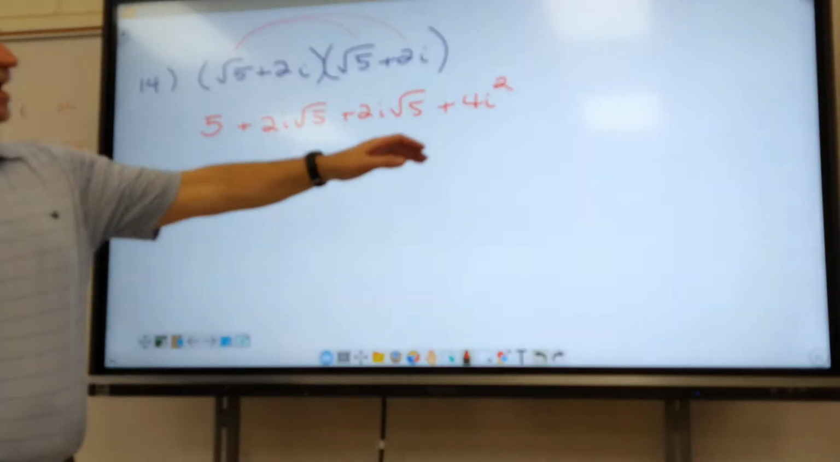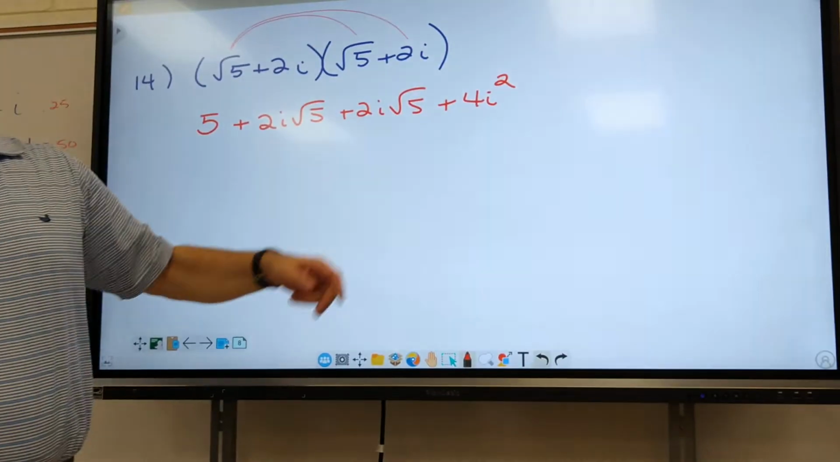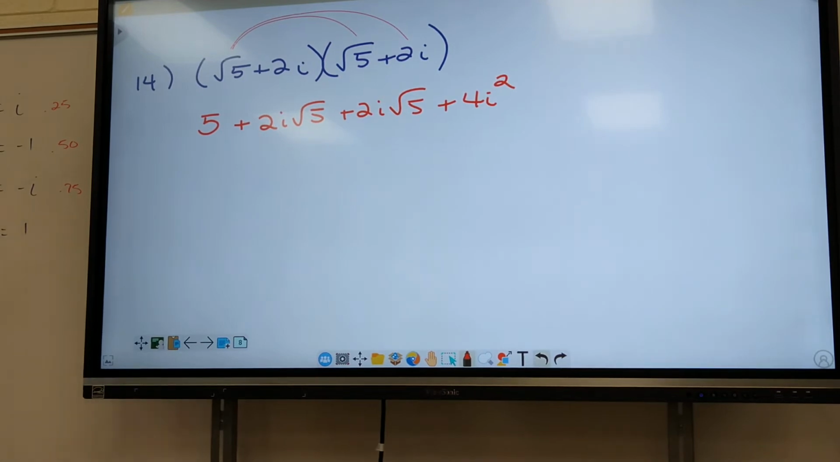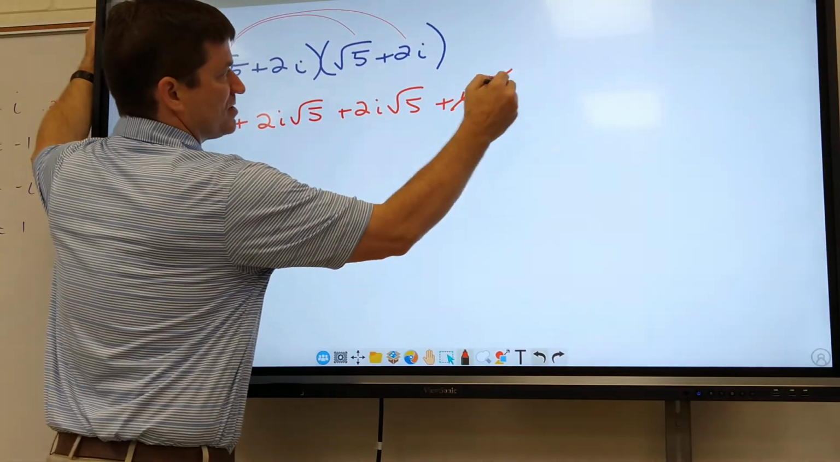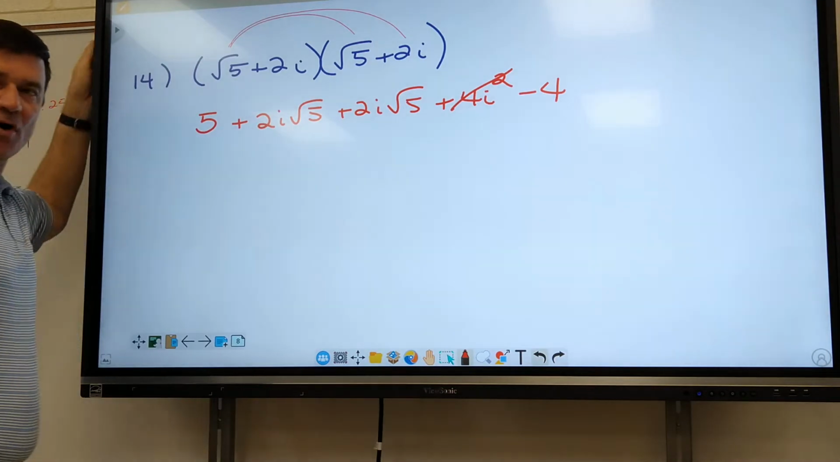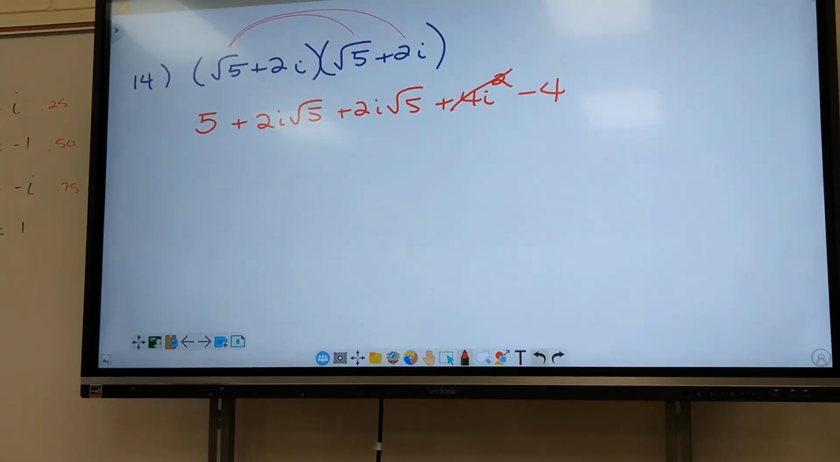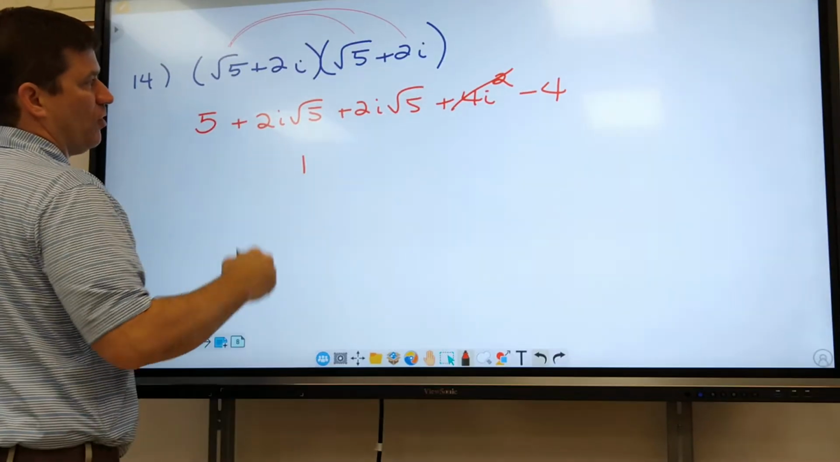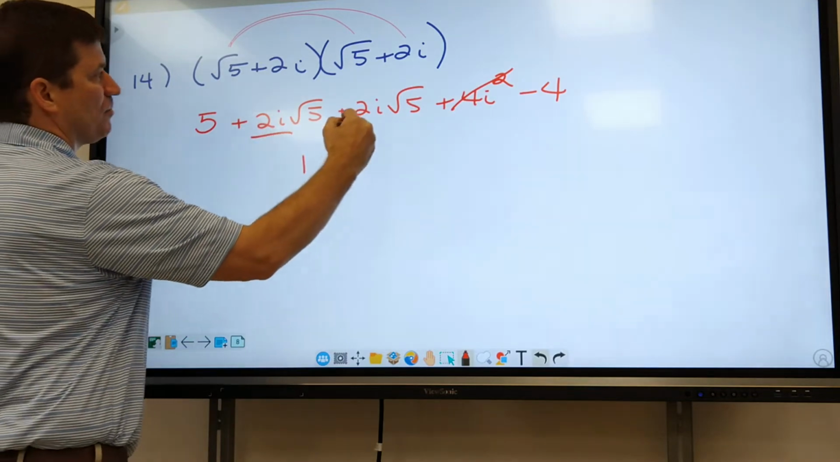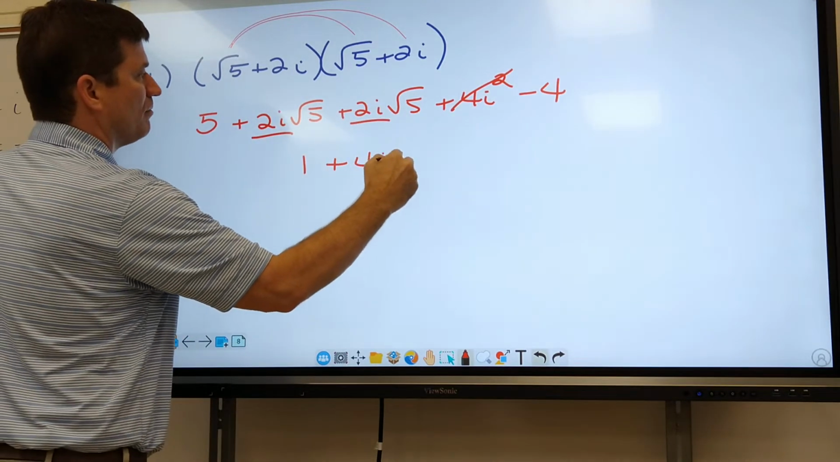All right, Willie, what's going to happen with this i squared again? We just went over it. What's it become? Negative 1. So that's negative 1 times 4, guys. That's really just a negative 4. Mark that out, put a negative 1 in place of that. Anytime you get i squared, you're going to need to do that. All right, final answer. 5 minus 4 is 1. 2i plus 2i is 4i.